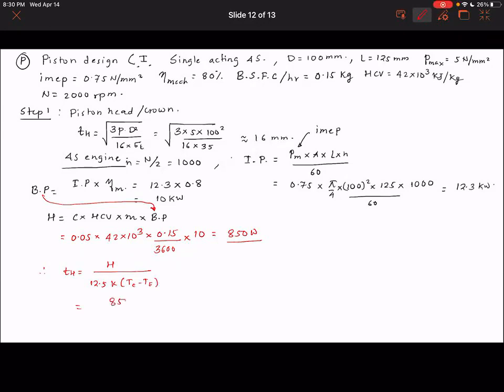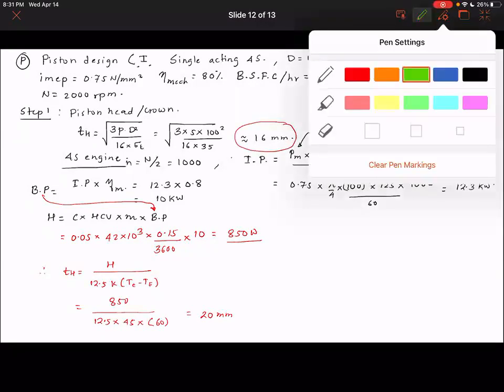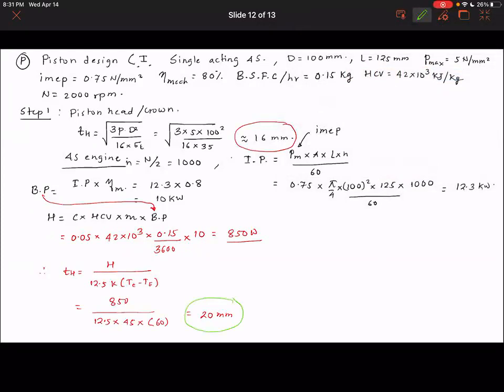So 850 divided by 12.5 multiplied by the value of K, and you can choose the value of K for cast iron, which is 45, and this is about 60 degrees. If I want to say, this comes about 20 millimeters. So now we have a choice. We have 16 millimeters and we have 20 millimeters. So to be safe, TH is equal to 20 millimeters.